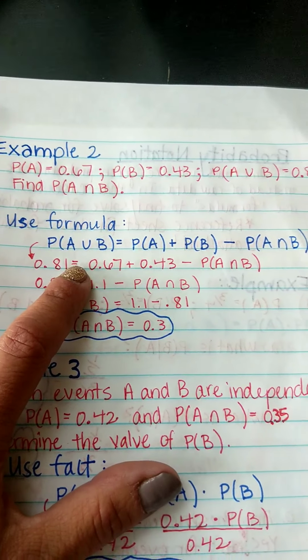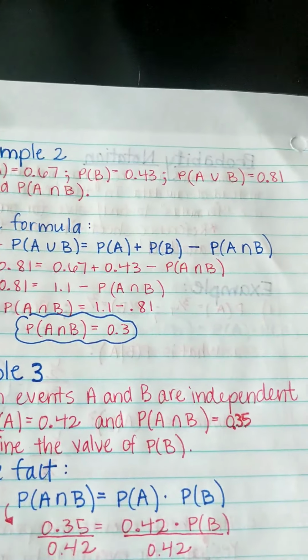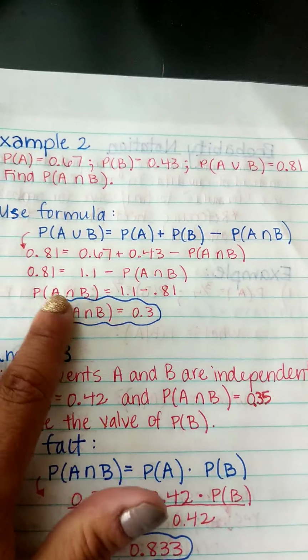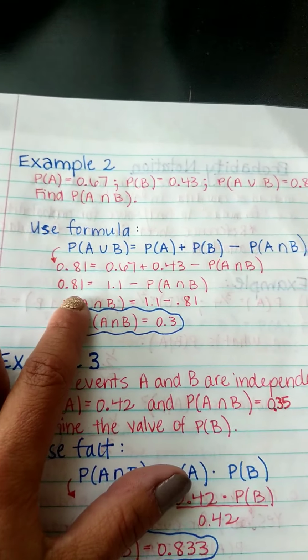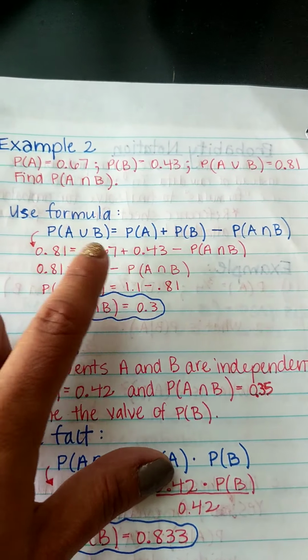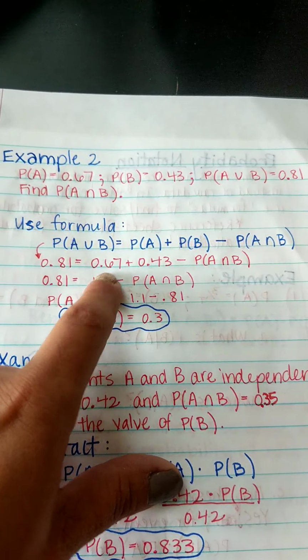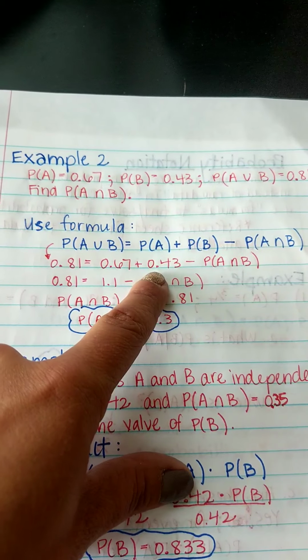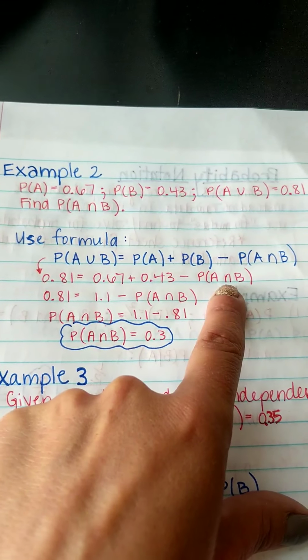It says probability of A or B is equal to probability of A plus probability of B minus probability of A and B. So I'm just replacing that formula with the numbers I was given in the problem. So A or B was given to us as 0.81. A is 0.67, given to us. B was given to us as 0.43. And this is my unknown that I'm solving for.